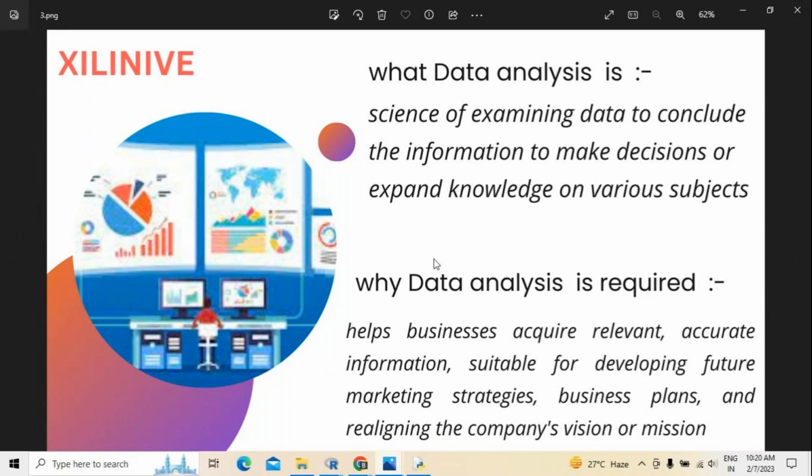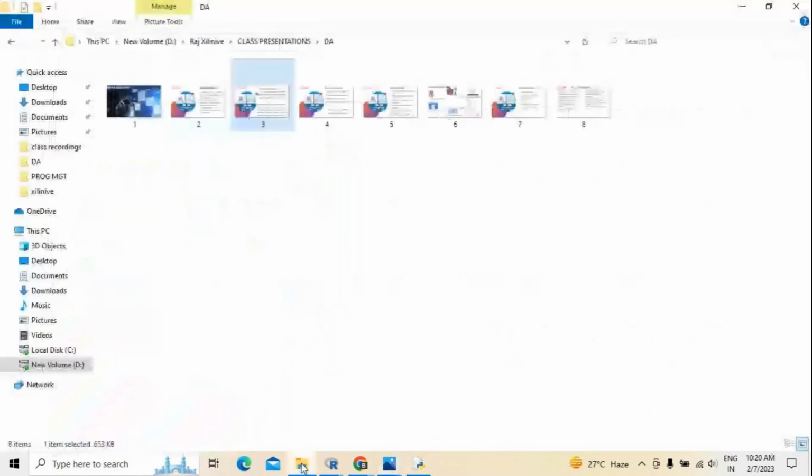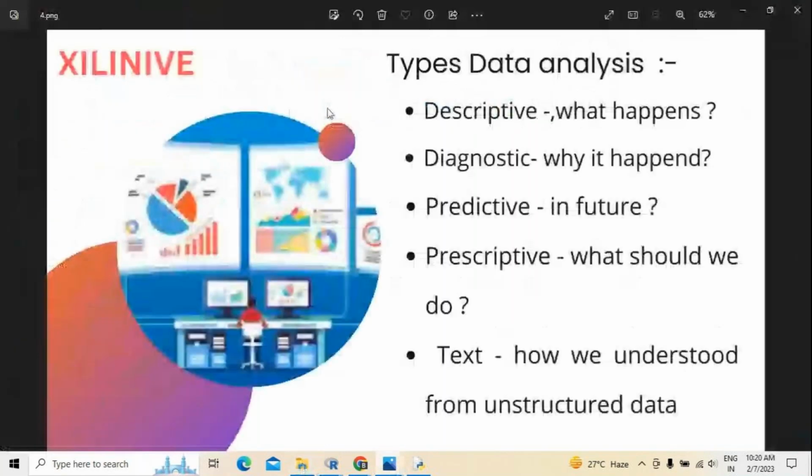What are the business decisions we want to take? To take business decisions, this data is useful for that. This is what data analysis generally stands for. Now, when you talk about the types of data analysis, these are the different types of data analysis we have.